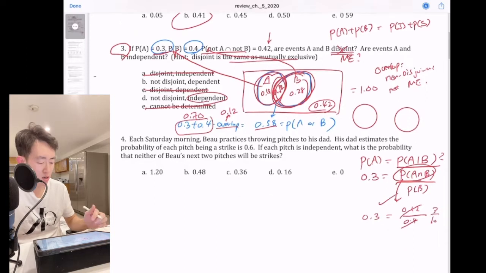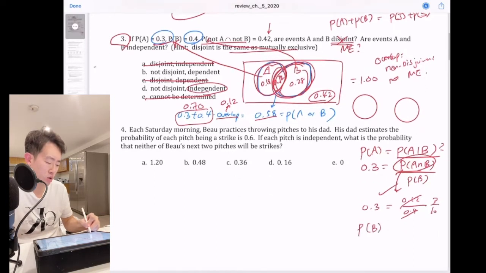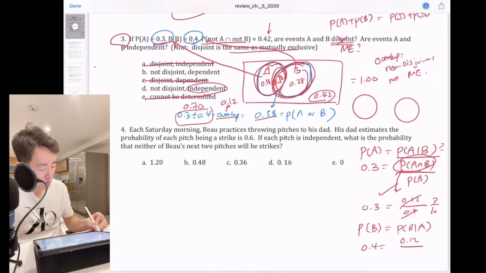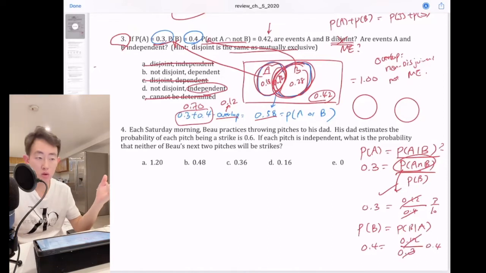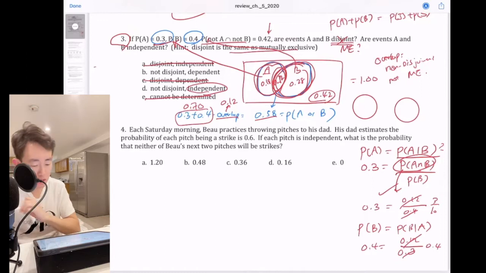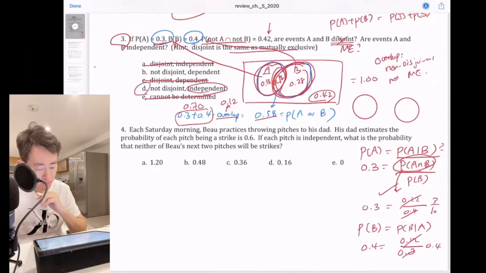So that checks. Is that really good enough? What if we do it the other way around? Probability of B given A. So 0.4 is equal to the same 0.12 over probability of A now, which is 0.3. And you can see how they give you the exact same thing either way, whether you do it A given B or B given A. So yes, they will be independent. So the answer will be D.